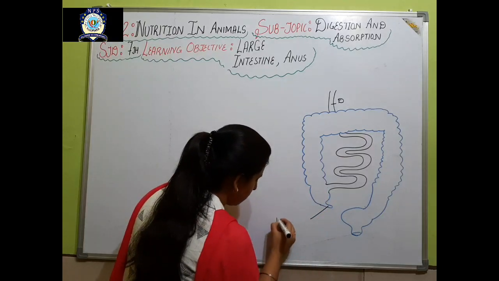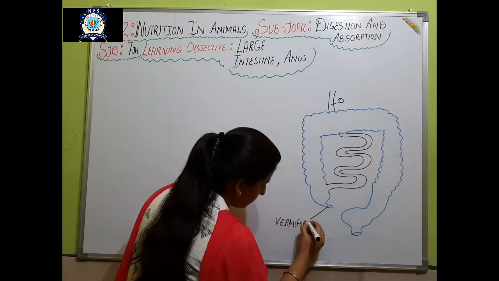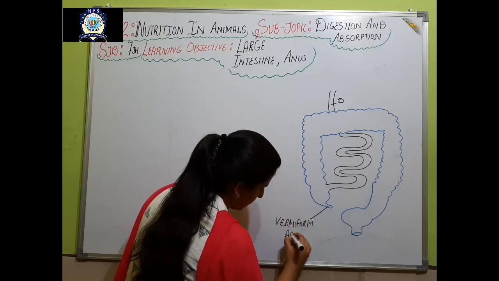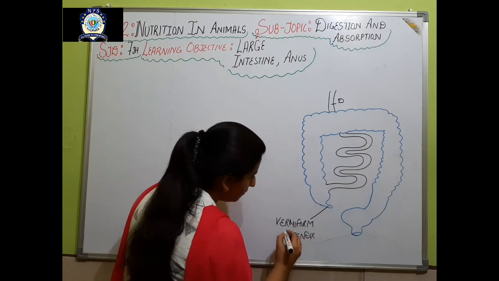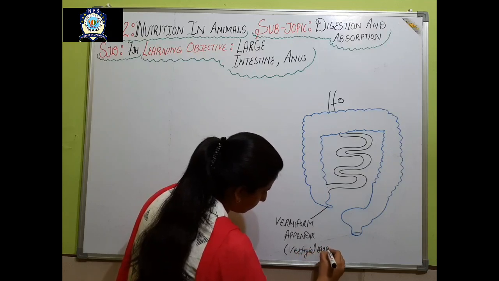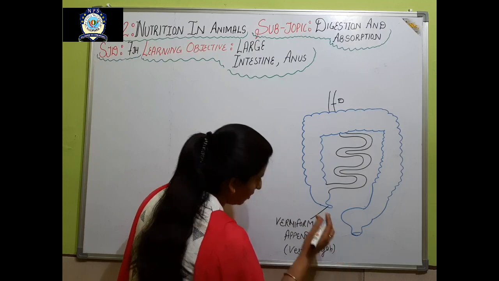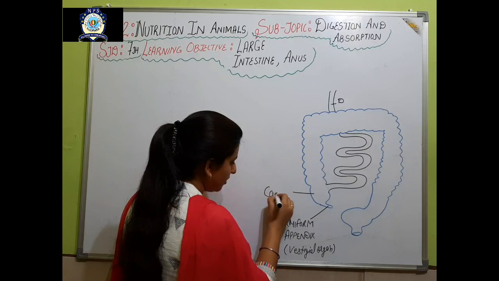This is the vermiform appendix. This is a vestigial organ. We will discuss why it is called a vestigial organ. Then this pouch-like structure is the caecum.